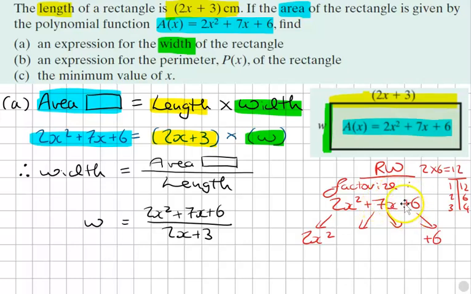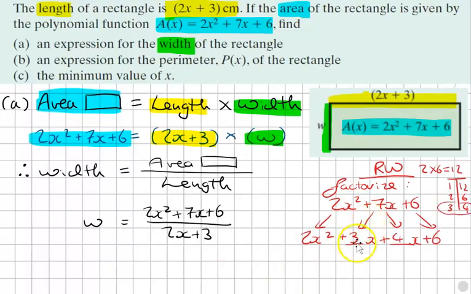I have a plus at the end here, which tells me the signs are going to be the same in these two terms. And I have a plus here, which tells me they'll both be plus. So plus something x plus something x must give me 7x. So I'm going to go with 3 and 4. So 3x plus 4x gives me 7x.